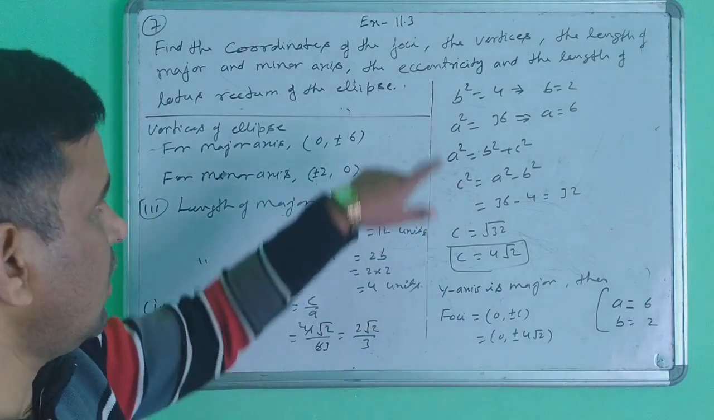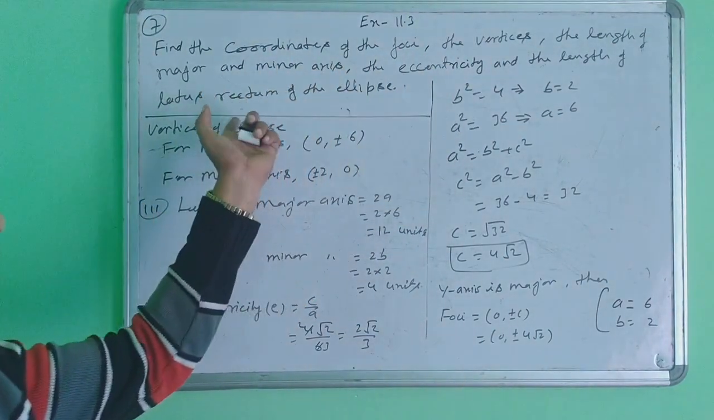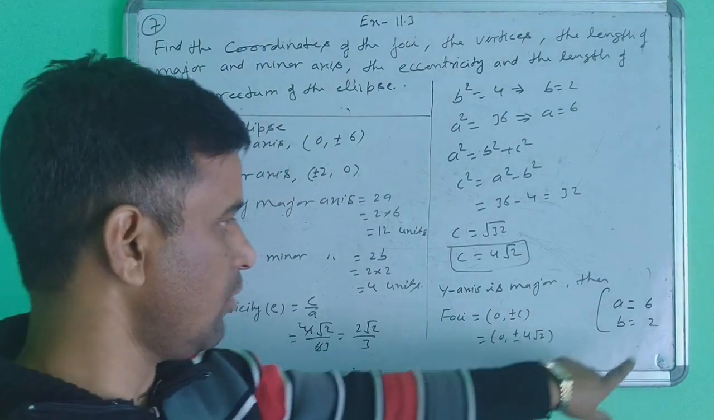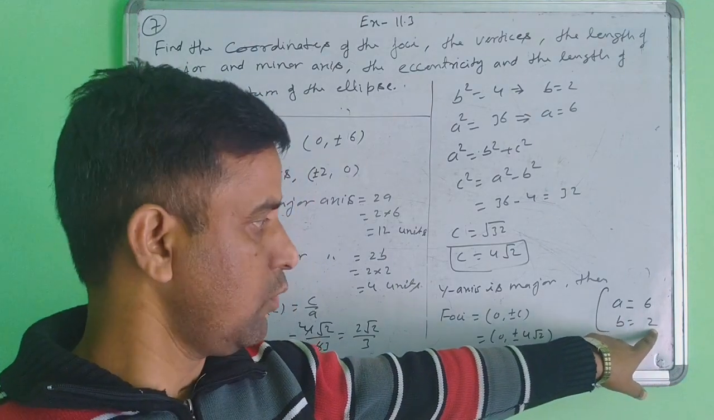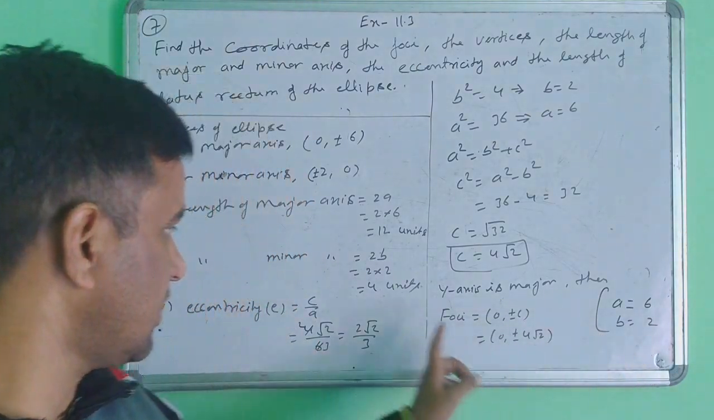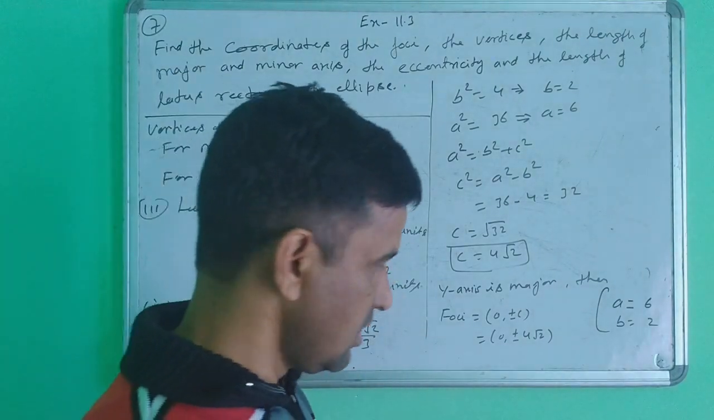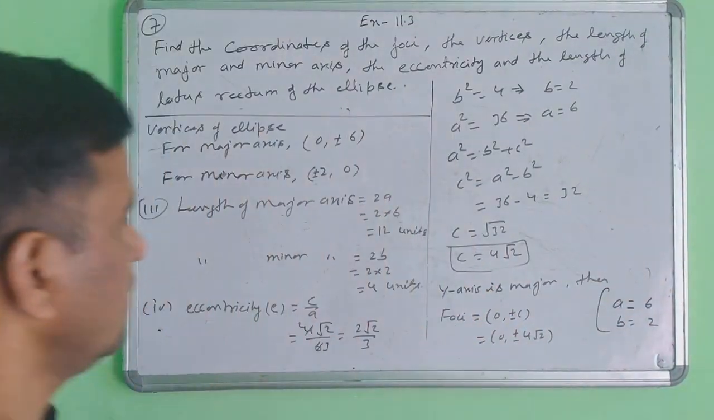And the next answer is the length of the latus rectum. So LR equals 2b square upon a. And what is the value of b? 2. Then 4, 2 times 4 is 8, 8 upon a, which is 6. This is your answer here. Yes, note it down first.